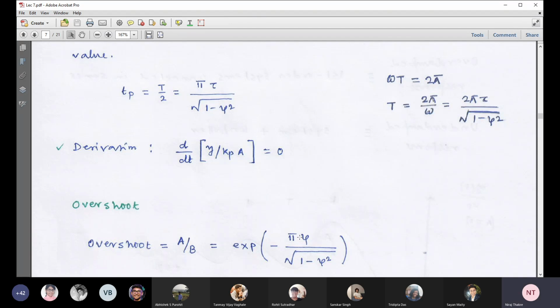Abhishek Kumar. Yes, sir. Got this? Yes, sir. Sin omega t equals 0 and turning it to n pi. I got the Tp part and I am calculating overshoot. Great. Carry on. Achal Kumar. Yes, sir. What is your status? If you are not getting it, you tell me so that I can help you.